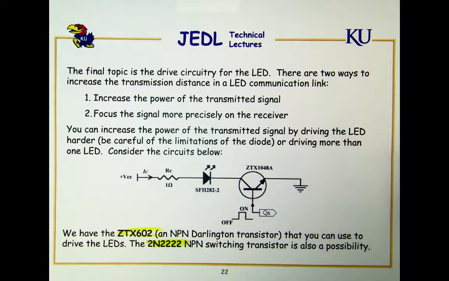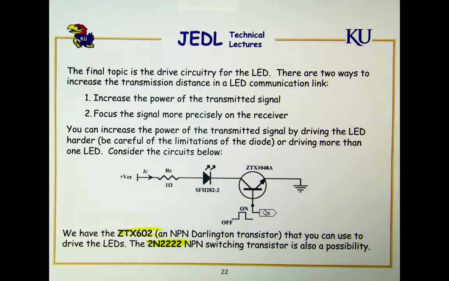Okay, the thing to notice here is that there are two ways to increase the transmission distance in an LED communications link. First of all is to increase the power of the transmitted signal, and you've seen how you can do that. Most of these devices increase their radiant power with an increase in current. And the other is to focus the signal more precisely on the receiver, and that's something that's typically done in RF, and it's also done in optics. And of course that would mean that we would have some sort of magnifying lens present to do that.